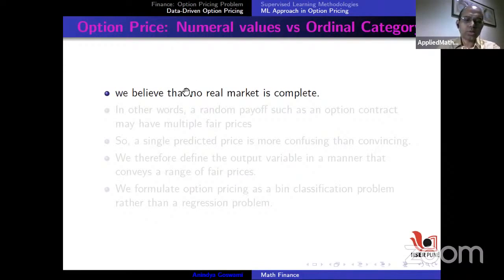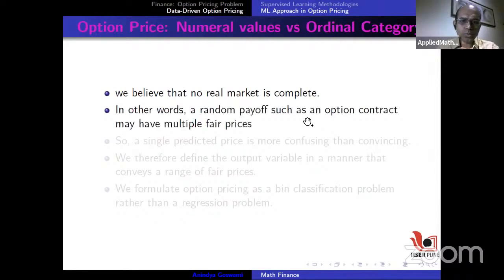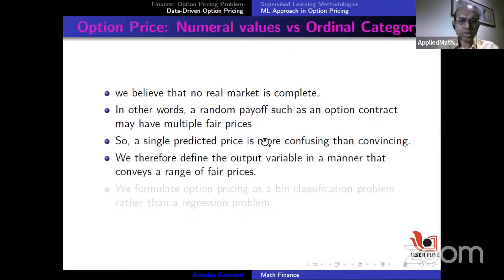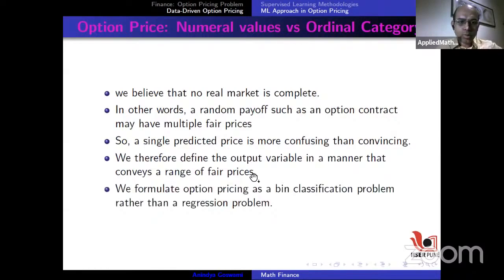But we believe that since the market is incomplete, a single price is not a fair price. A fair price is actually a band, so finding a band is more meaningful. A single predicted price is more confusing. So we find a range of fair prices. We formulate option pricing as a bin classification problem rather than a regression problem.